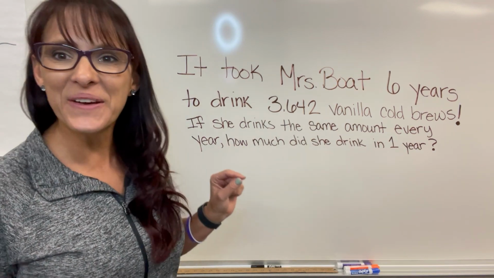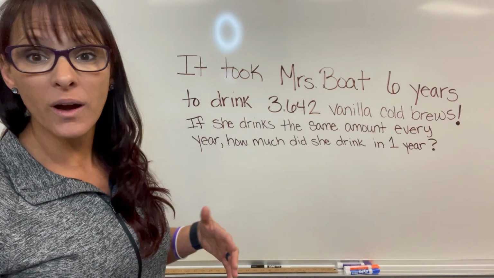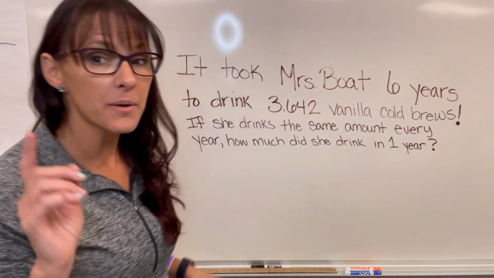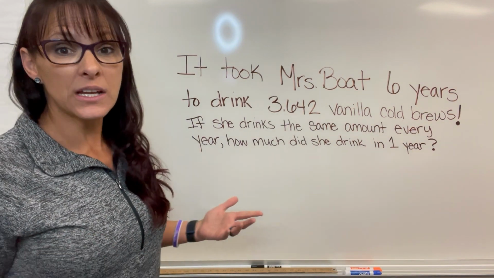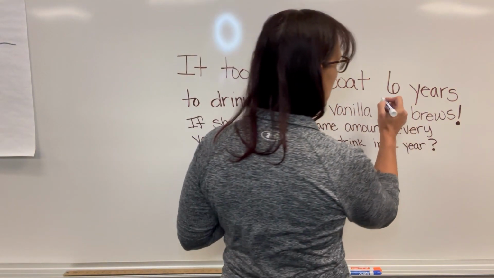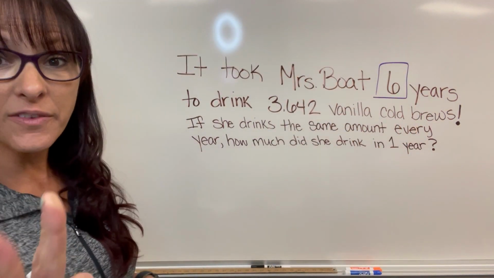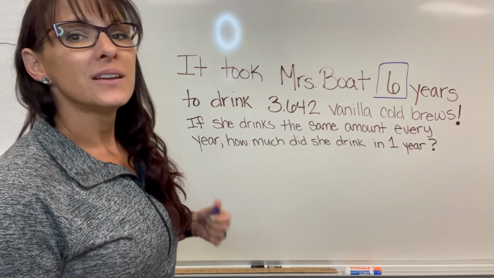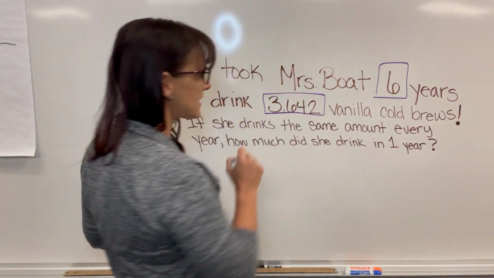And I'm back. Okay, so what information did you find that you are absolutely going to need to use? Yes, she spent 6 years drinking these vanilla cold brews. So she did this for 6 years, and you're definitely gonna need that 6. What else do you need? Yes, you need to know how many she had during that time.